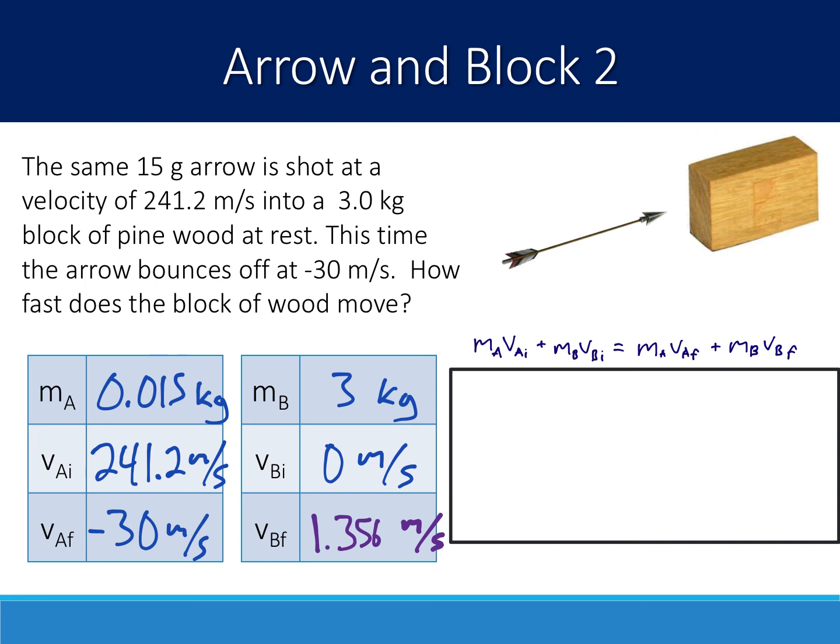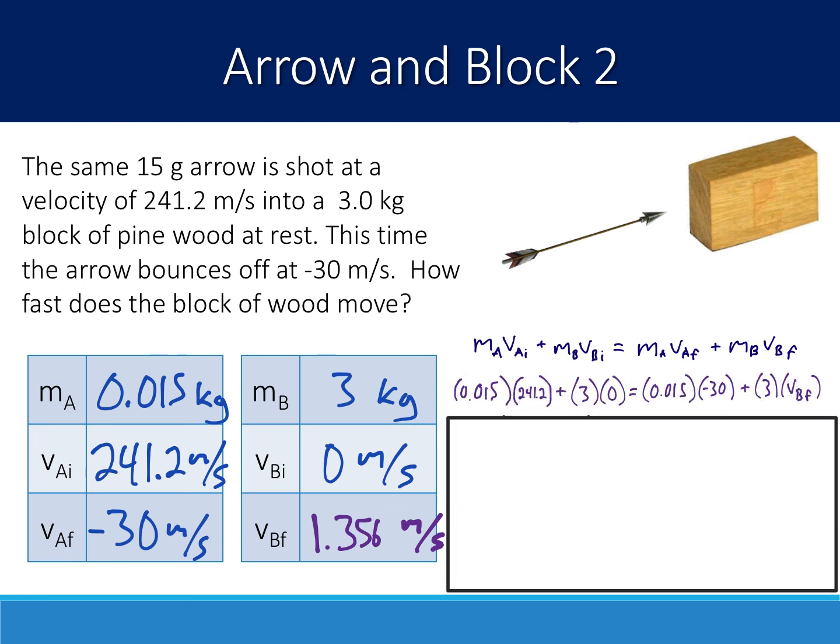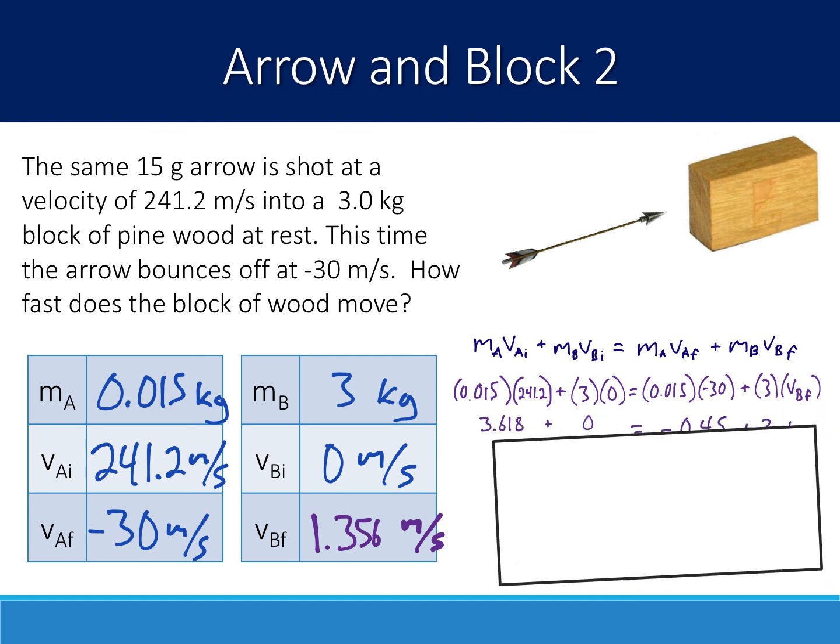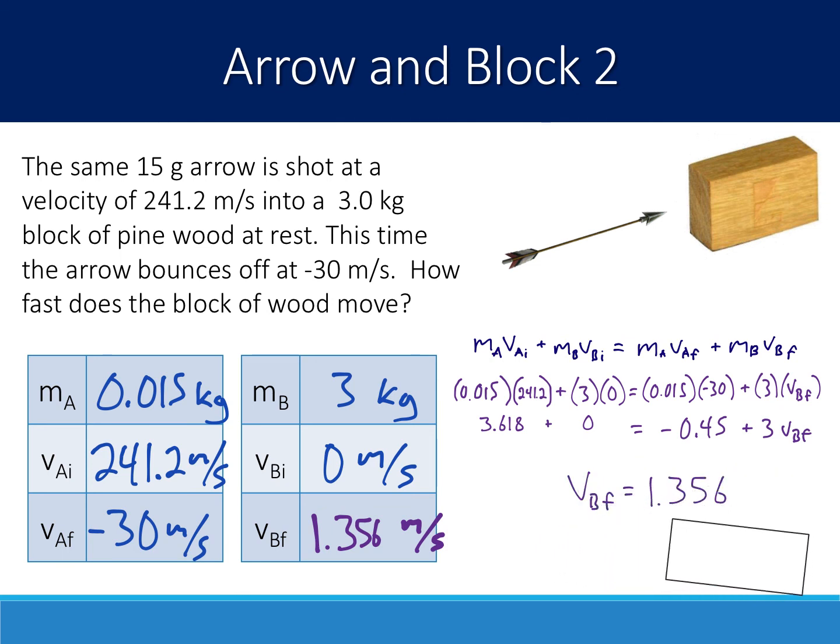So when I substitute the numbers in this time, I'm going to put in my initial velocity of the arrow, the initial velocity of the block, and I'm also going to make sure that I have a final velocity of the arrow that's different than the final velocity of the block that we're solving for. All right, so be careful with that for this problem. Substituting and solving, I get a block velocity of about 1.356. Please double check your work and see if it matches.